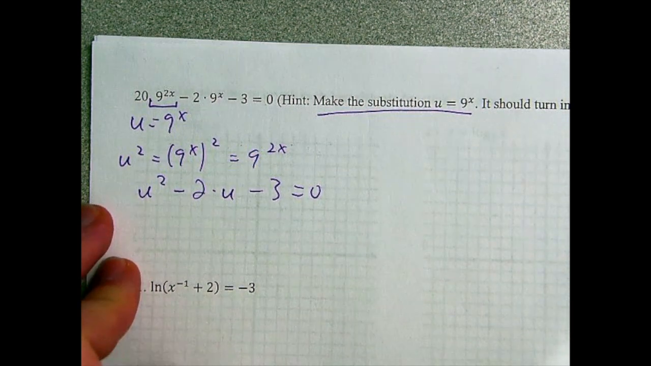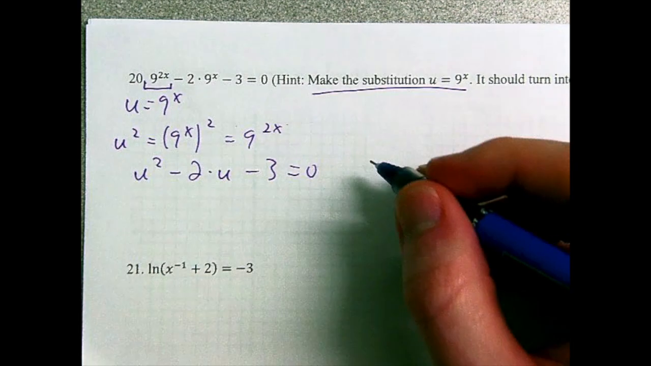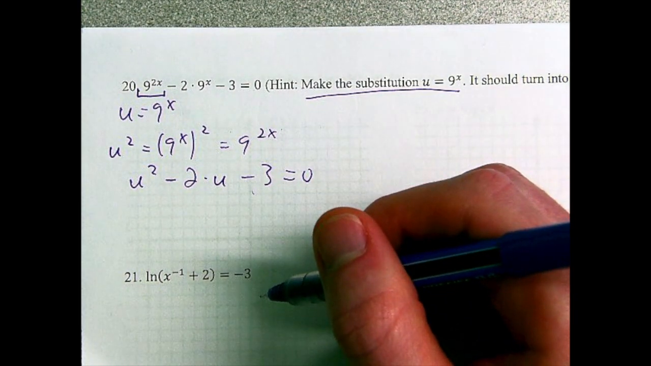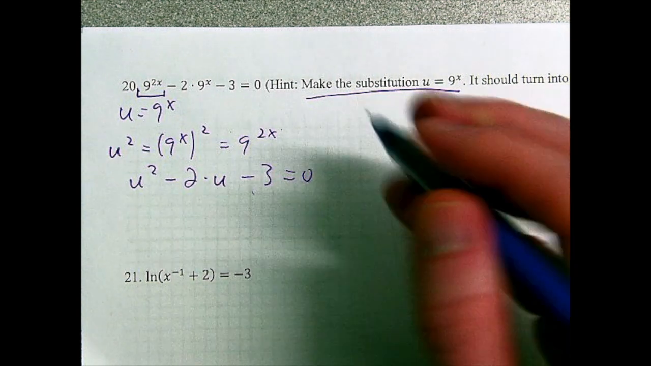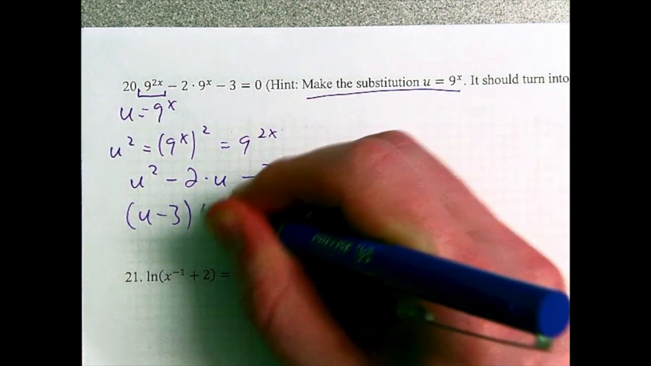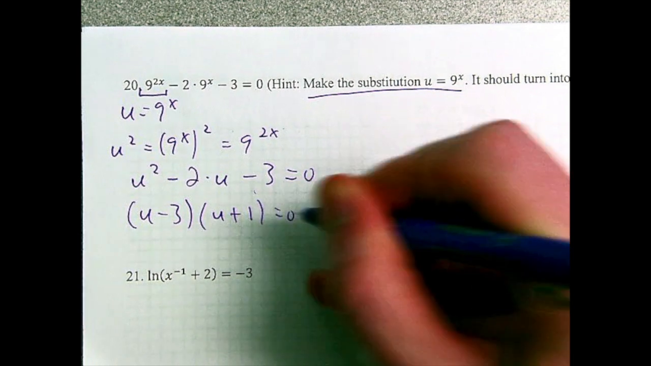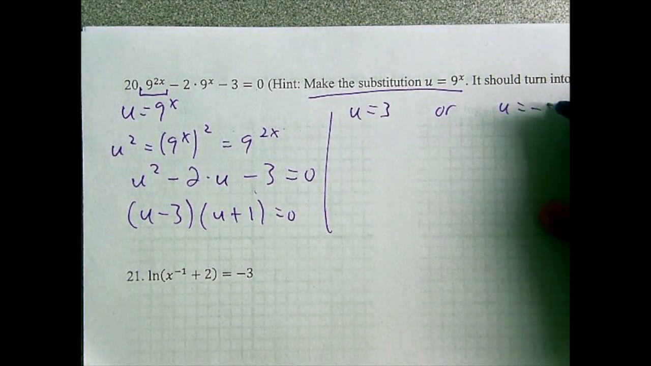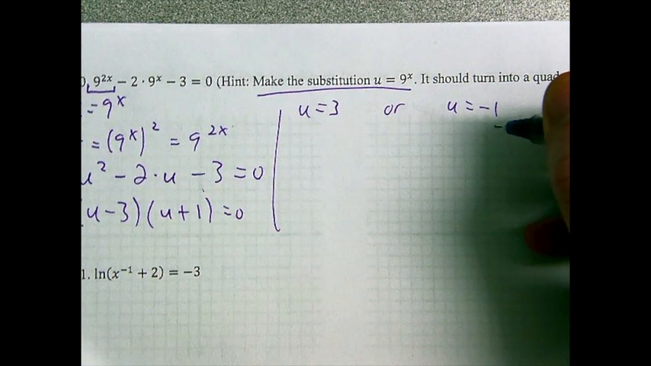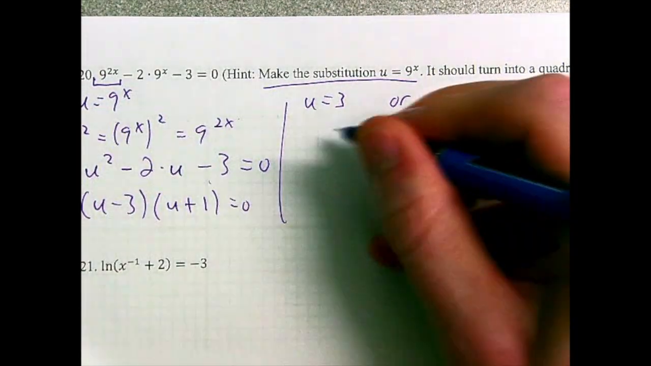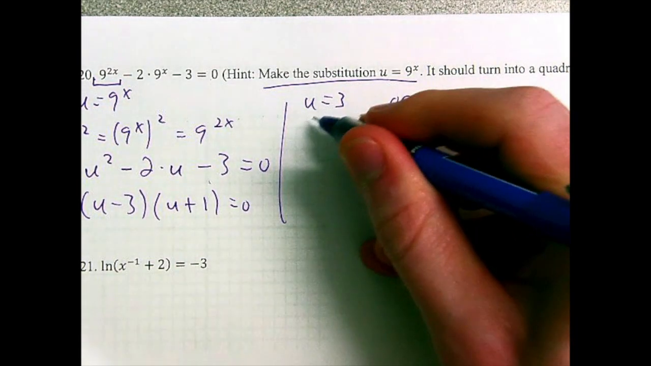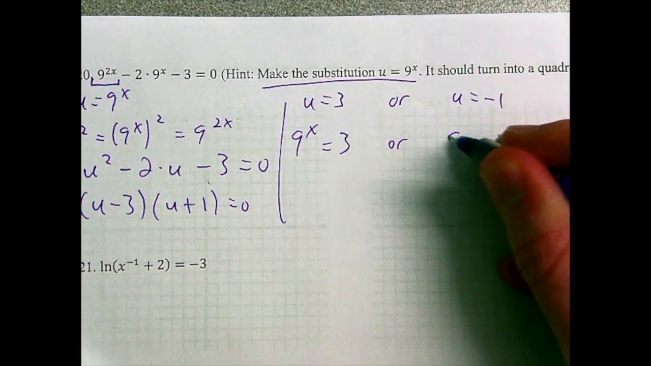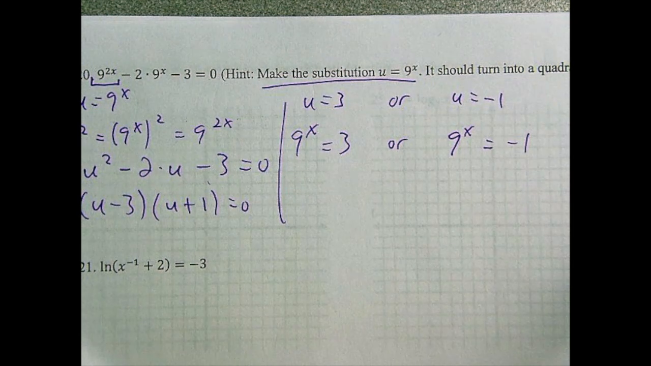Well, that's a quadratic equation. We can solve it. Pair of numbers that multiply to negative 3 and add up to negative 2. I guess that would be negative 3 and 1. So we find that u is equal to 3 or u is equal to negative 1. Of course, I don't care about u, I care about x, so I should go back to x. What was u? U was 9 to the x. So 9 to the x is equal to 3, or 9 to the x is equal to negative 1.